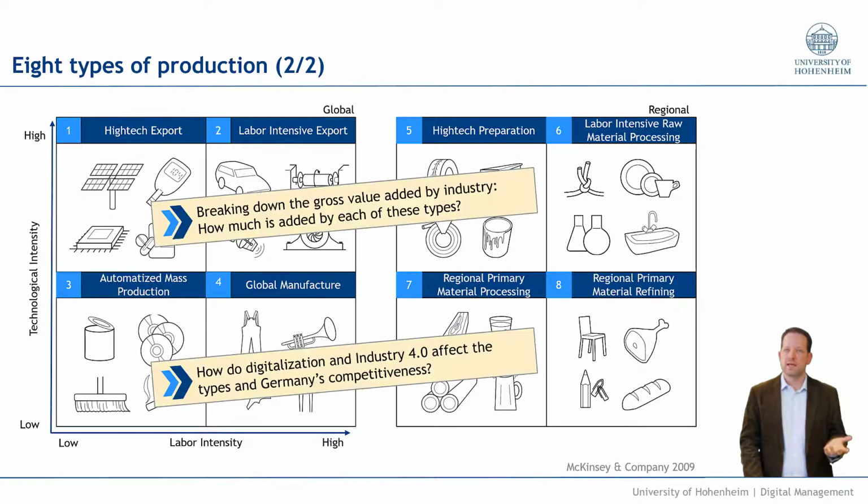Now with these 8 different types, there are 2 questions I have for you. One, if you consider the entire industrial sector, so about 30% of the German GDP, what do you think, how does it distribute across these 8 types? Which of these are strong in Germany today, which are not? And then the second question is, how did digitalization and Industry 4.0 affect these types, and how does it affect Germany as a competitive international production location? These are questions to you.